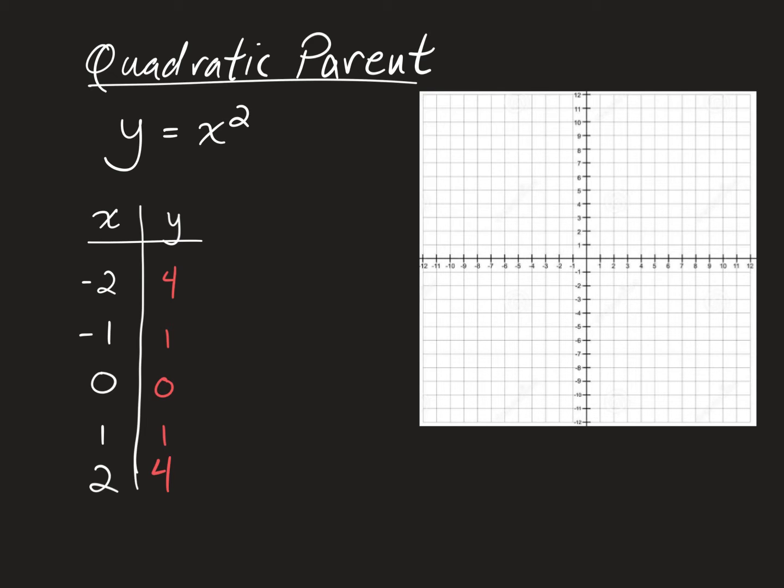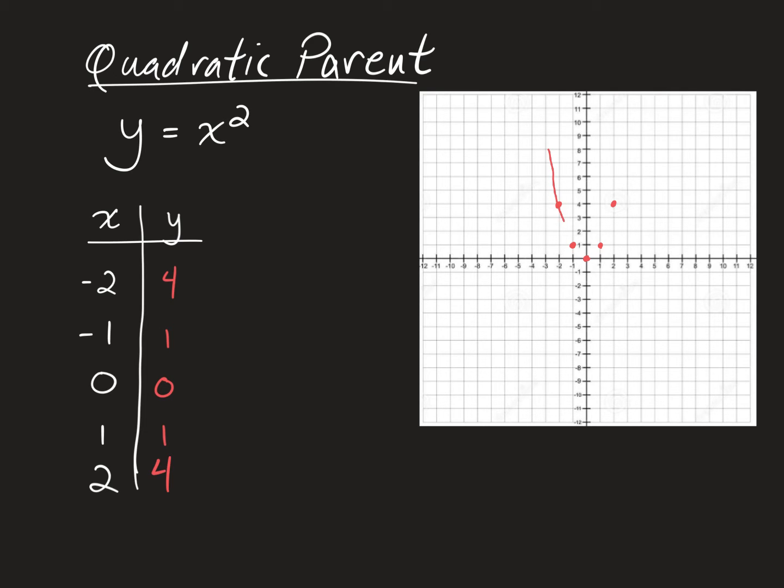So we have 2, 4, that's that point right there. 1, 1, I'm working my way from the bottom of this table upward. 0, 0, negative 1, 1, and negative 2, 4. Then, since this is not a linear function, it has to have a nice curve to it. So make sure when you draw this, it has a nice curve to it.